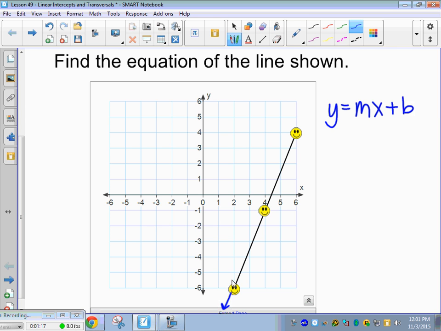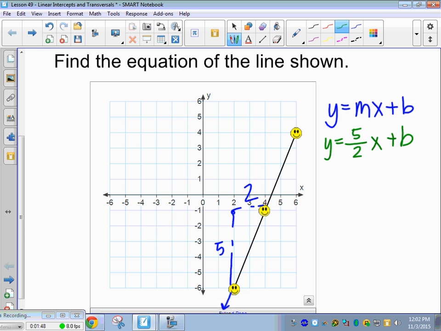So I like to think of slope as rise over run. If I do my rise, I go up 1, 2, 3, 4, 5, and over 2. So this was up 5. This was over 2. So what is my slope going to be? PJ, what's my slope going to be? 5 over 2, good. So I have y equals 5 halves x plus b.